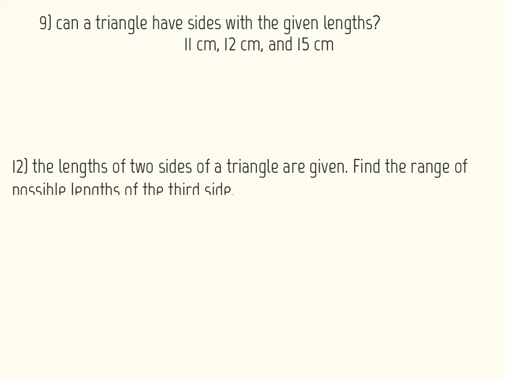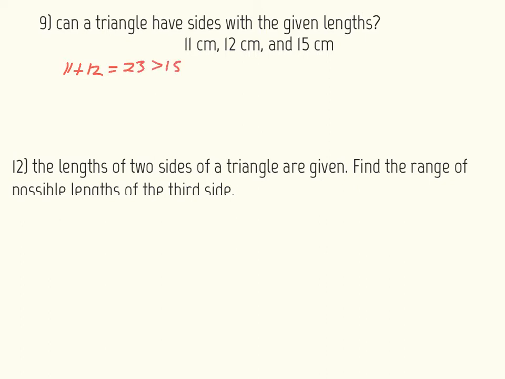For number 9, we're going to decide if these 3 lengths could possibly be a triangle. So in order to do that, what we have to do is add all the different combinations together to make sure they are bigger than the third side. So if we start with 11 plus 12, that is equal to 23, which is greater than 15.